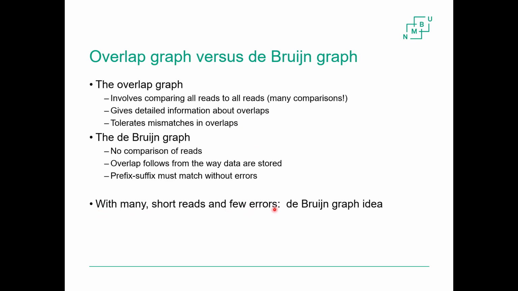So with many short reads and few errors, that's Illumina data, the De Bruijn graph idea has some benefits, that makes it most useful. But with fewer longer reads with more errors, the overlap graph is perhaps a better approach. But you should keep in mind both approaches will work in both settings. It's not like you only have to do one or the other. Both will work, but this one is fast, but this tolerates errors better. So it's possible to use both in both settings. It's just a matter of which one is a little bit better suited than the other.